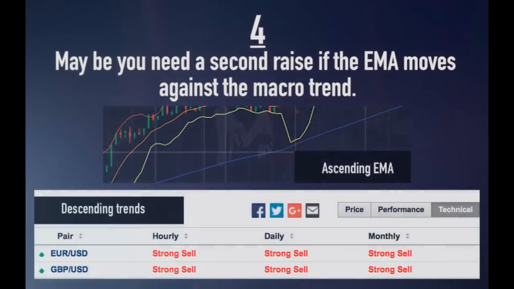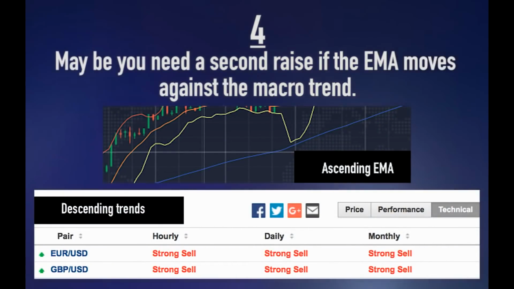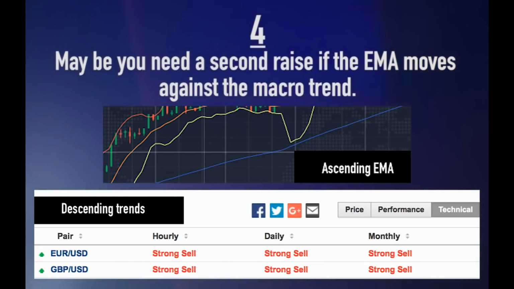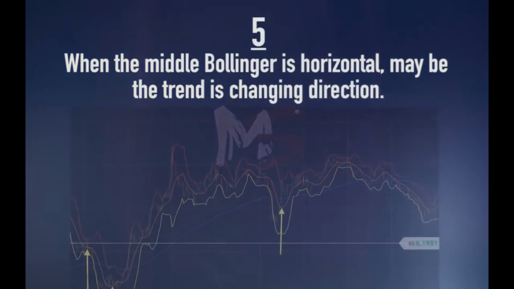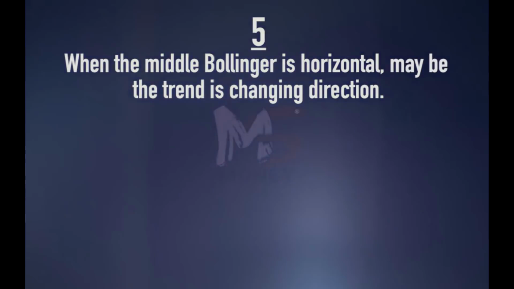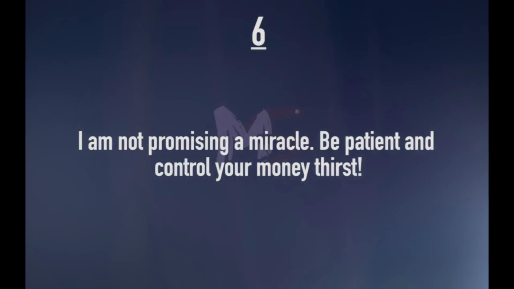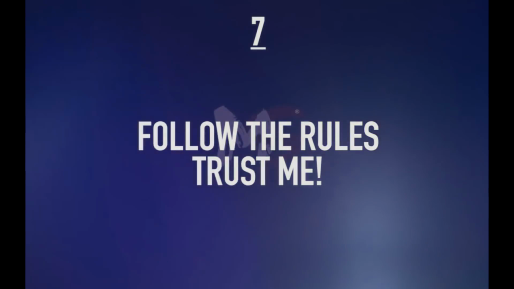4. Keep in mind also that if the moving average goes against the macro trend, you might need a second raise. Rarely a third. I invite you, however, to make a deposit that guarantees at least 5 raises. 5. When you see the middle Bollinger Band horizontal, maybe the moving average direction is going to change. 6. I am not promising a miracle. Be patient and don't pay attention to your money thirst. 7. Follow these rules, trust me.